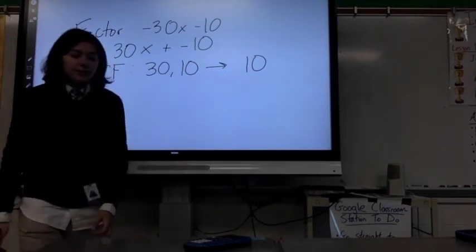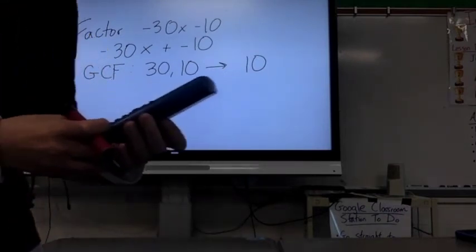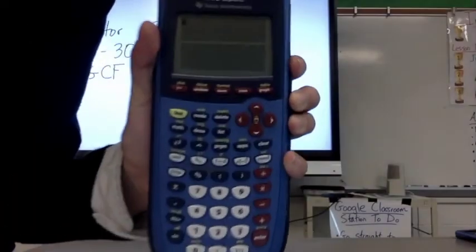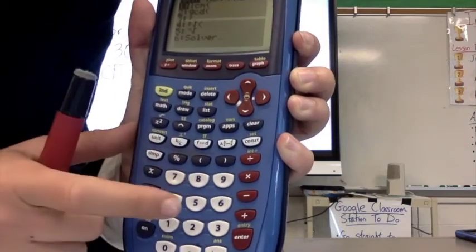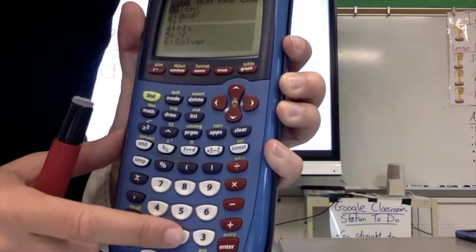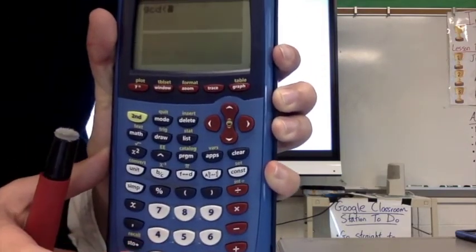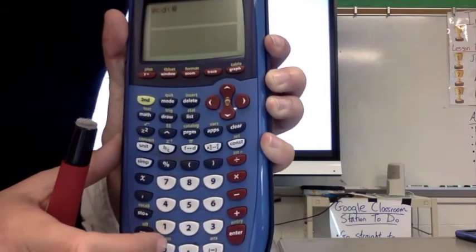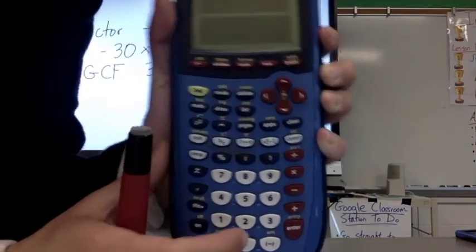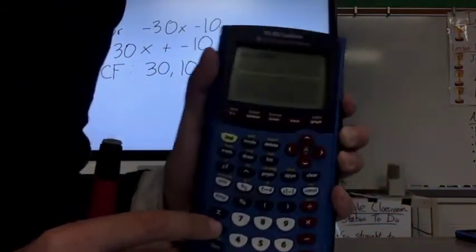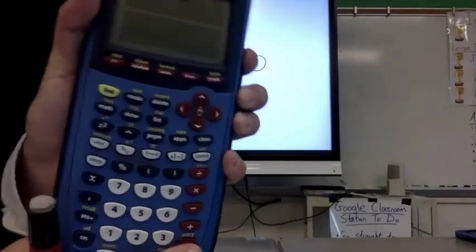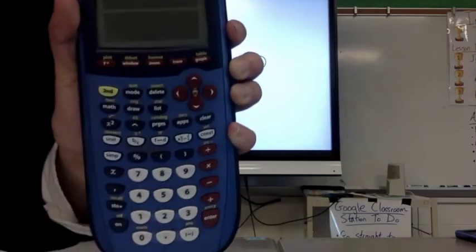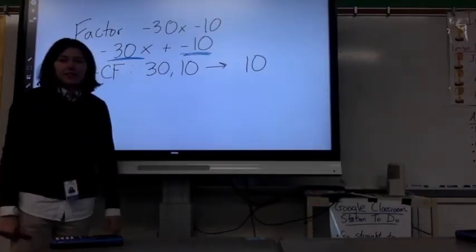Remember, if we don't remember how to do that, and you have a calculator, which you will for the test, we're going to click Math, then 2, because that's where we see GCD, which is the same as greatest common factor, and then I would type 30, comma, 10, and press enter, and they're going to tell me my GCF. Okay, so I get 10 as a GCF.